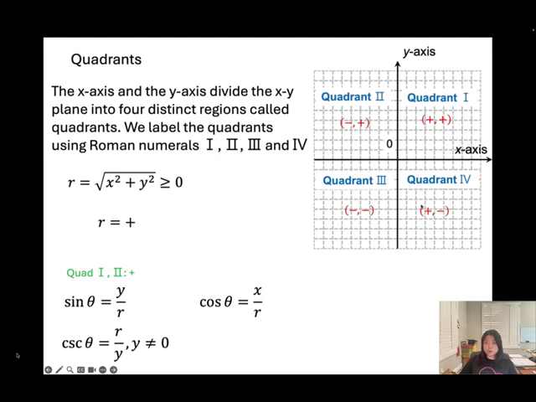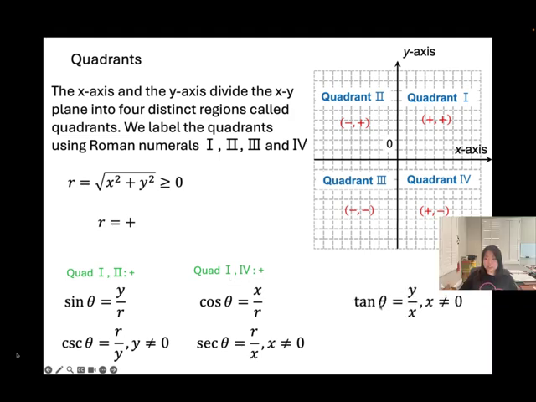In quadrant 4, x will be positive. So cosine theta will be positive in quadrant 1 and quadrant 4, and negative in quadrant 2 and quadrant 3. How about secant theta? Secant theta means 1 over cosine. Same idea: if cosine is positive, secant theta is also positive in quadrant 1 and quadrant 4.